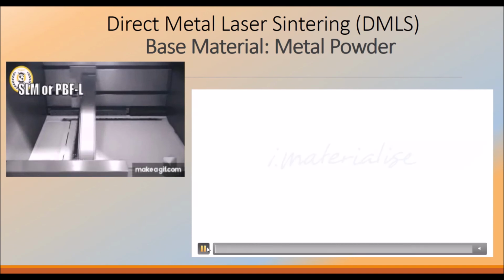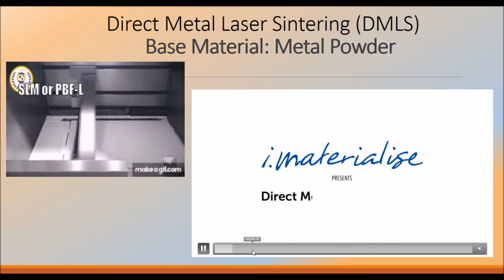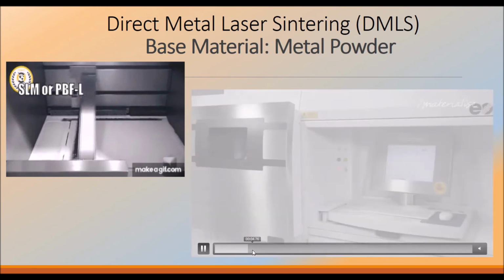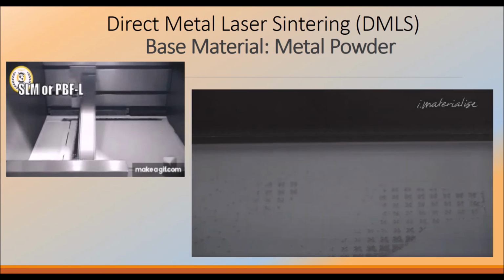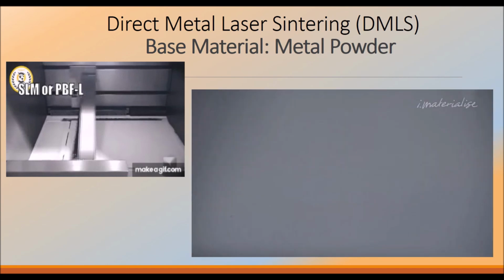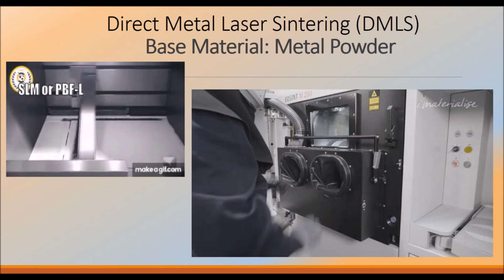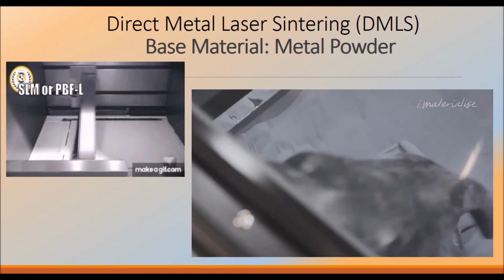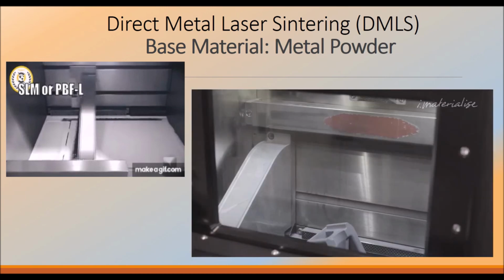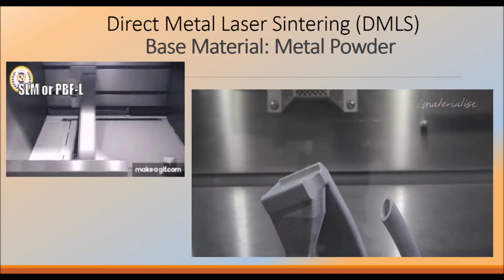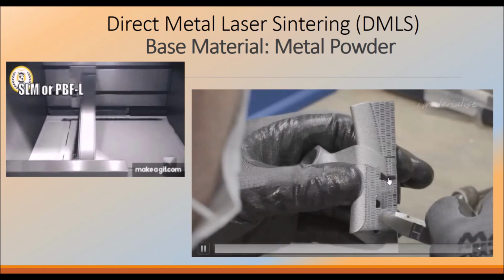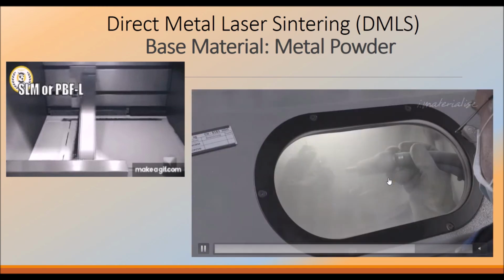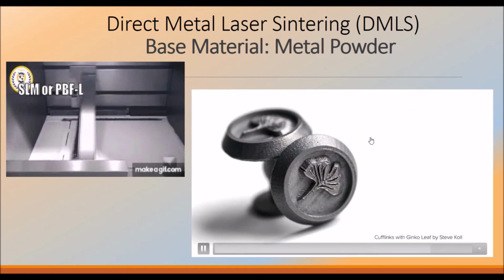Here also there is another video regarding direct metal laser sintering. This is what the machine will look like. When you deposit the material into the machine, layer by layer the material will be deposited onto the bed, and the complete component will look like this, and you are going to do the post processing after the printing of the material.